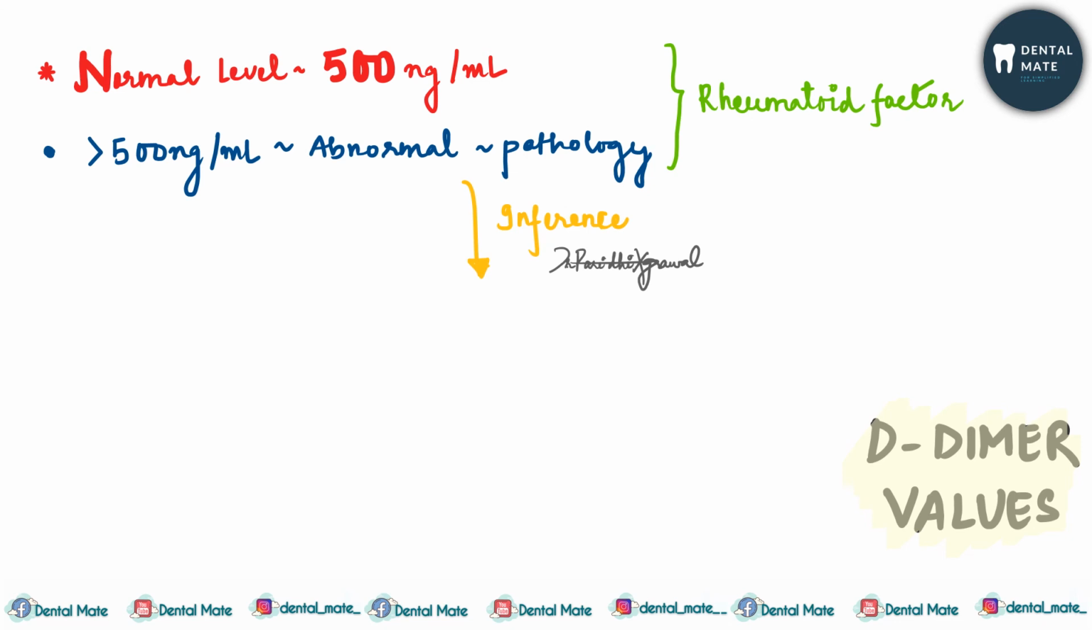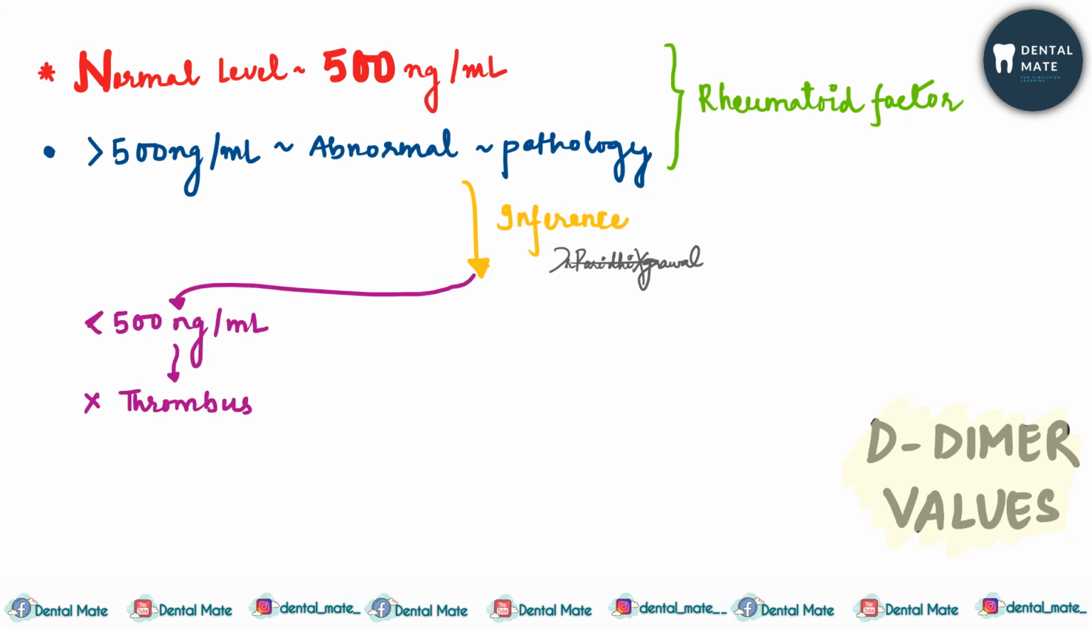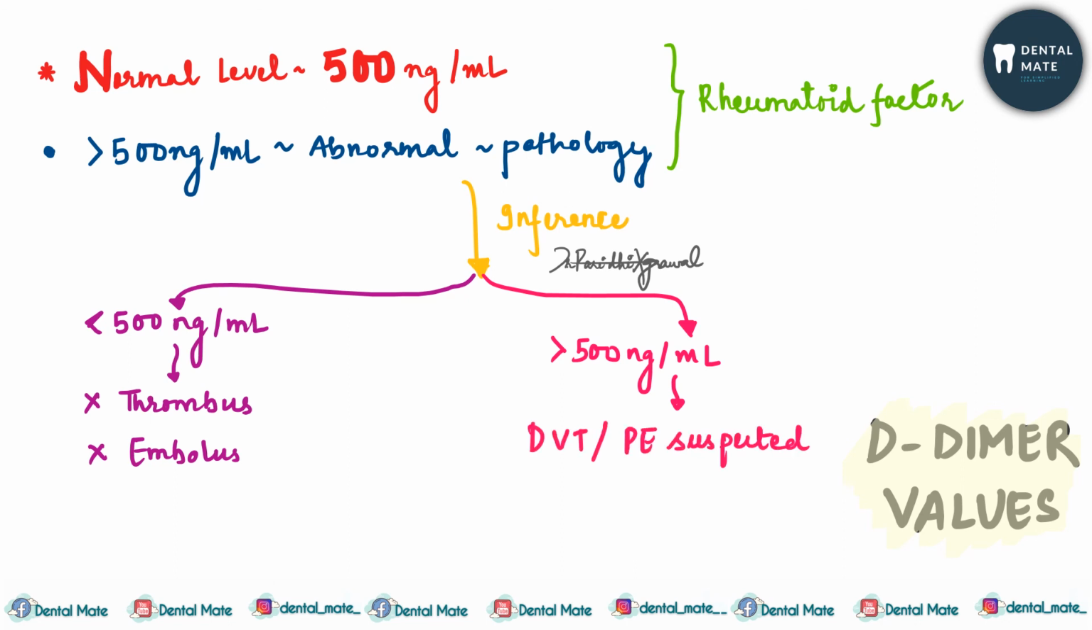How to infer the D-dimer values? If the D-dimer value is less than 500 nanograms per milliliter, we can say that there is no thrombus or embolus present in the patient. But if it is more than 500 nanograms per milliliter, then deep vein thrombosis or pulmonary embolism can be suspected. This has to be confirmed by CTPA, which is a pulmonary angiogram.